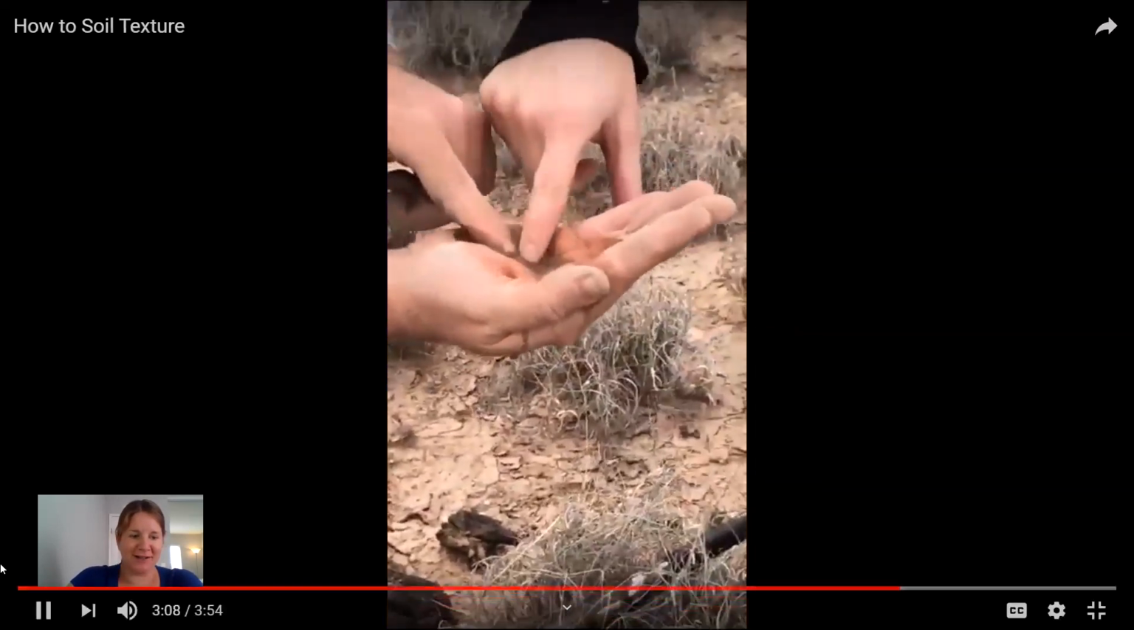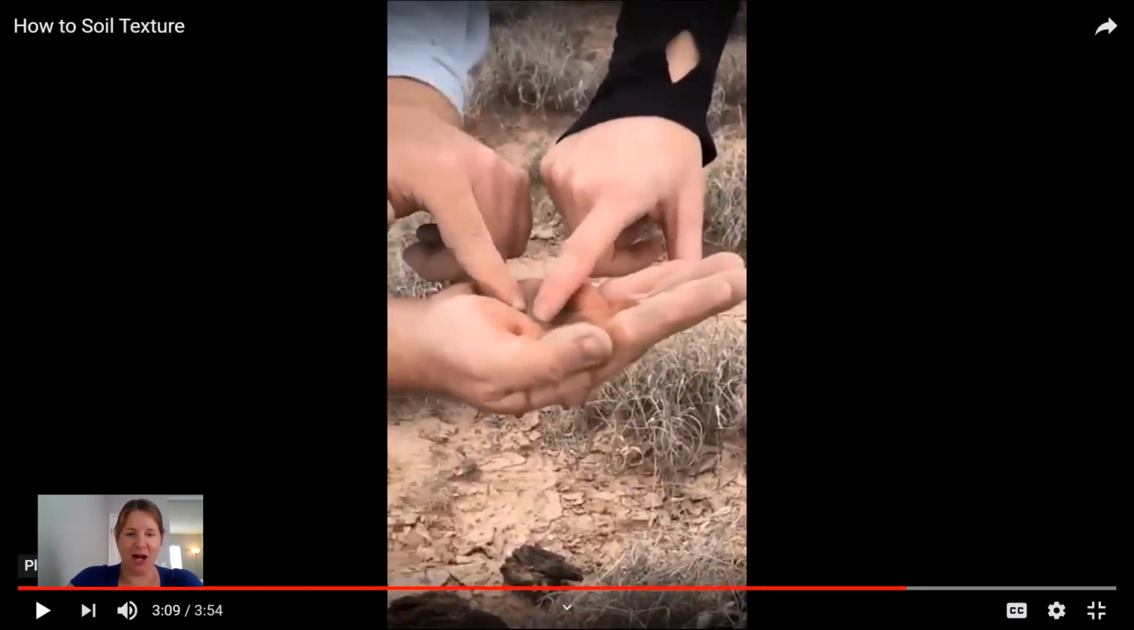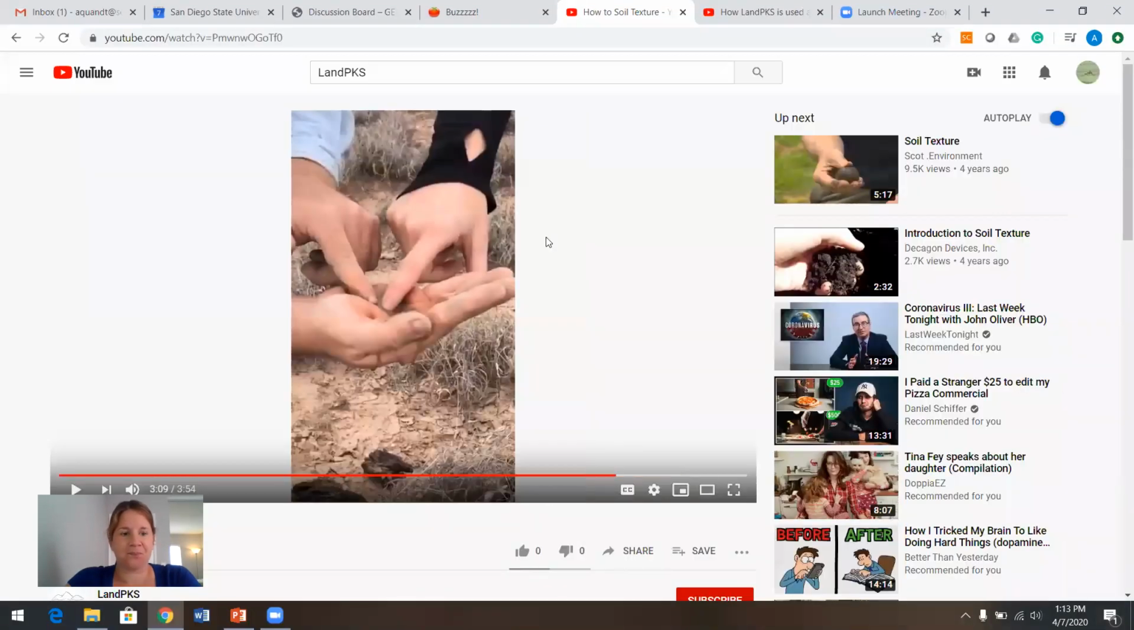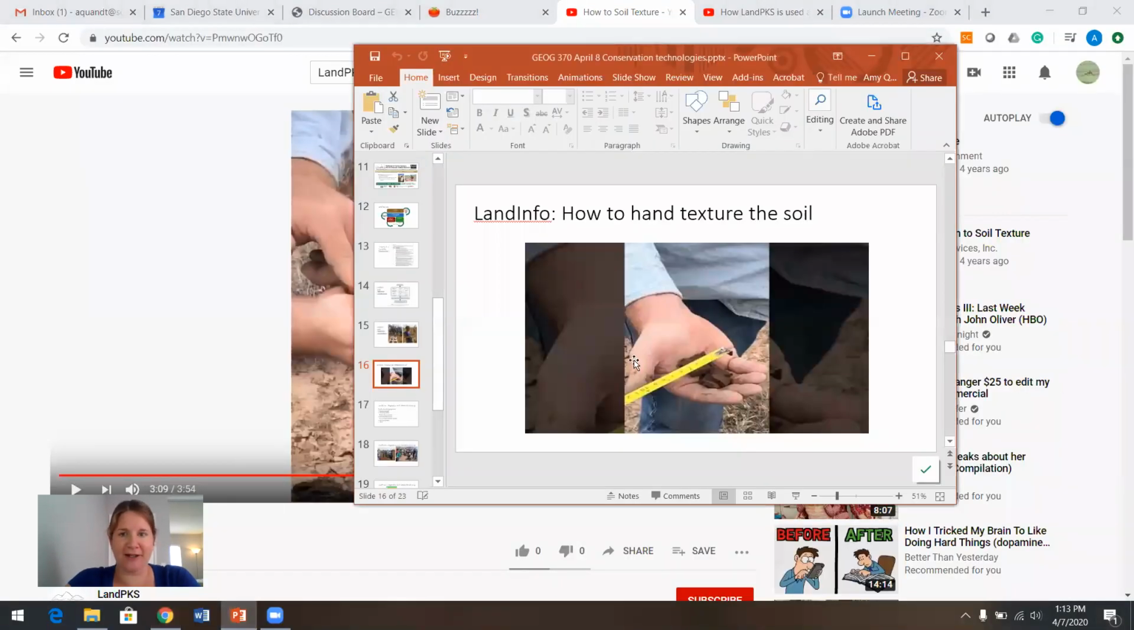All right, I'm going to go ahead and stop Sean there. But he's basically shown you, because I'm going to demonstrate Land PKS just going through the app, he's basically shown you in person how you actually go through and hand texture the soil. And the app will walk you through that. It's basically kind of a choose your own adventure. So based on the first question, it asks you a second question until you get to, hey, your texture is a sandy clay loam, and then it records that. And we'll go through that when we actually go through the app.